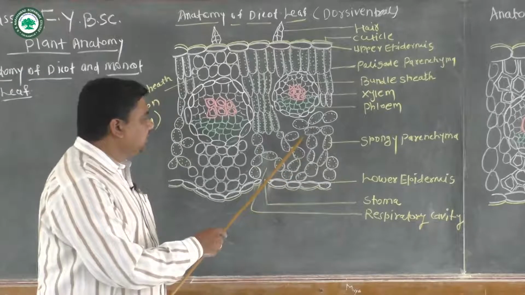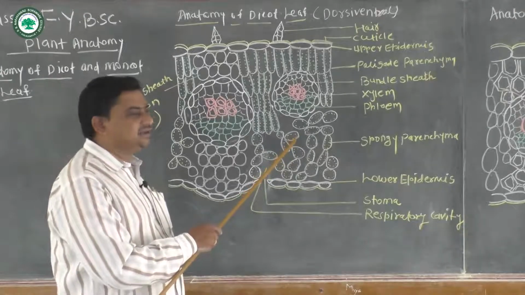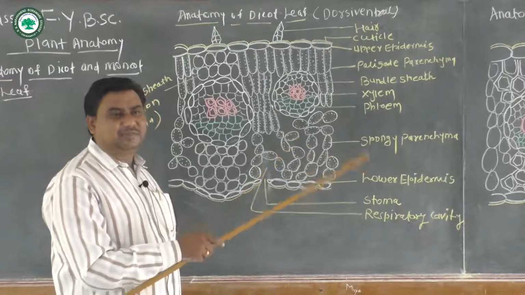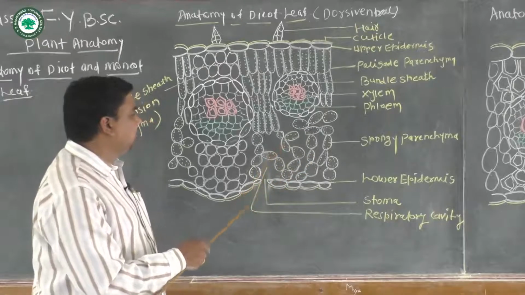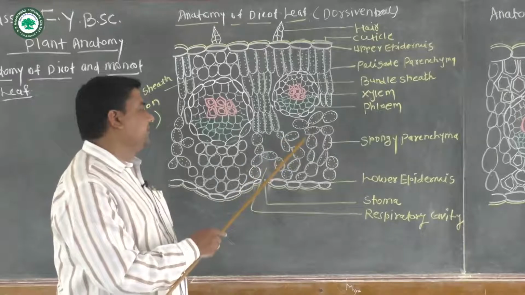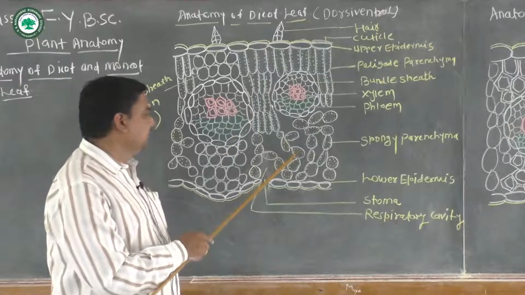So this intercellular cavity, the space here, is where the exchange of gases from the plant cell to the atmosphere takes place. These are loosely arranged cells. Here the number of cells is comparatively smaller as compared to the spongy parenchymatous cells.